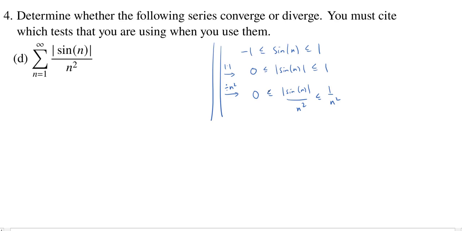All right, so why is this useful? Well, this is useful because I now know I can compare the series for the sequence absolute value of sine of n over n squared with the series for 1 over n squared. And we actually know something about that latter series. This is a p series with p equal to 2, and so it converges by the p-test, right, with p equal to 2.